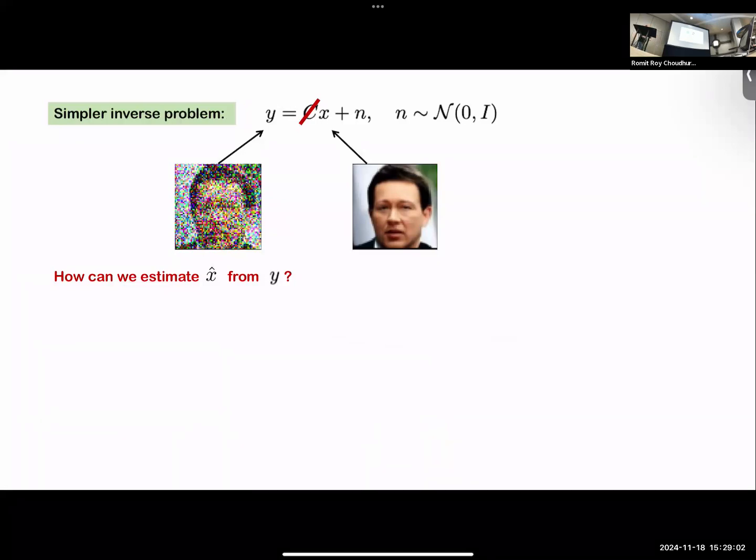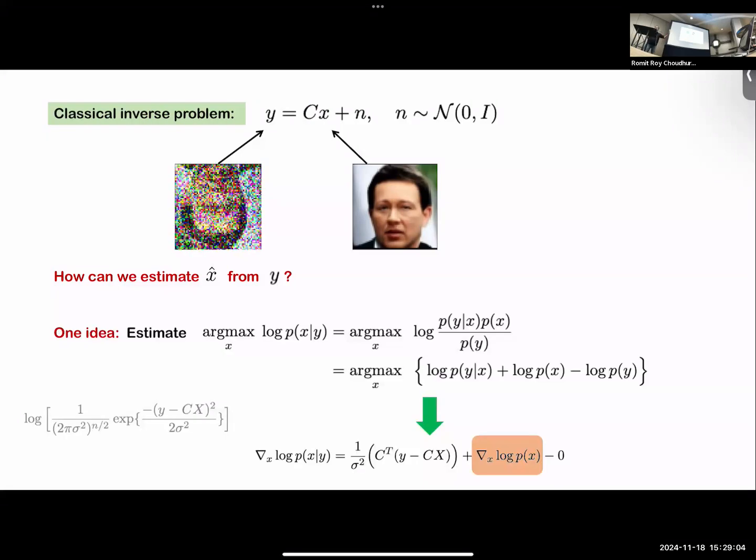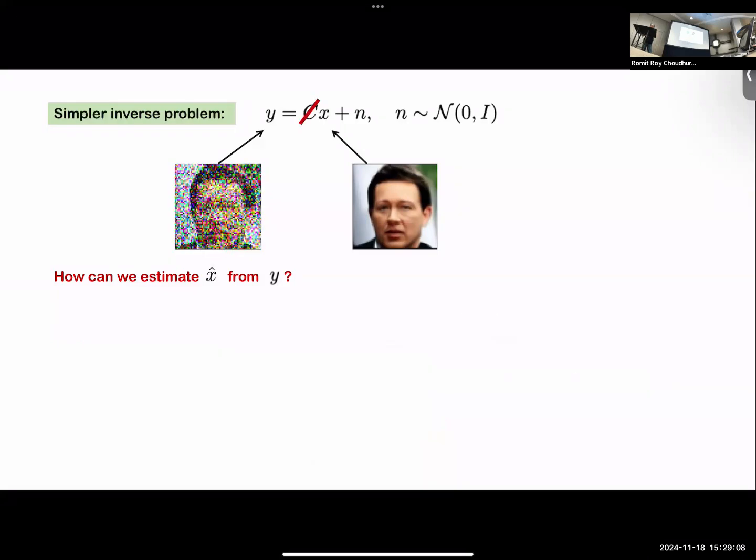We'll see how, right? So you see, I'm now going to make an easier inverse problem where y is no longer cx plus n, but just x plus n. And now let's see what happens. Something very nice with it. Good.